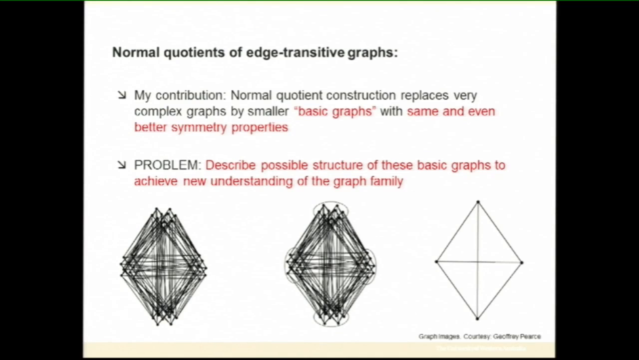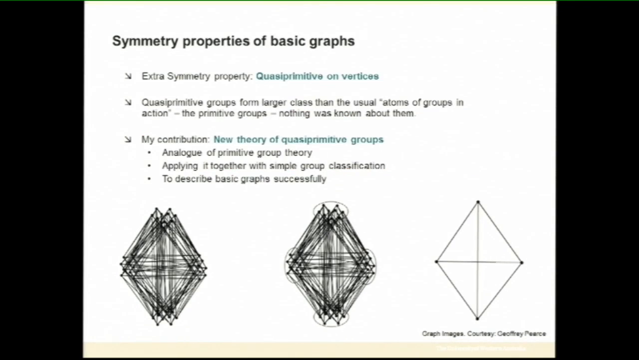And my contribution was to take a particular method of taking these quotients called normal quotient construction, which replaces very complicated graphs by smaller basic graphs, which have at least the same amount of symmetry and a bit more. And then the problem is to describe the possible structures of these basic graphs to try to understand the family we're studying.